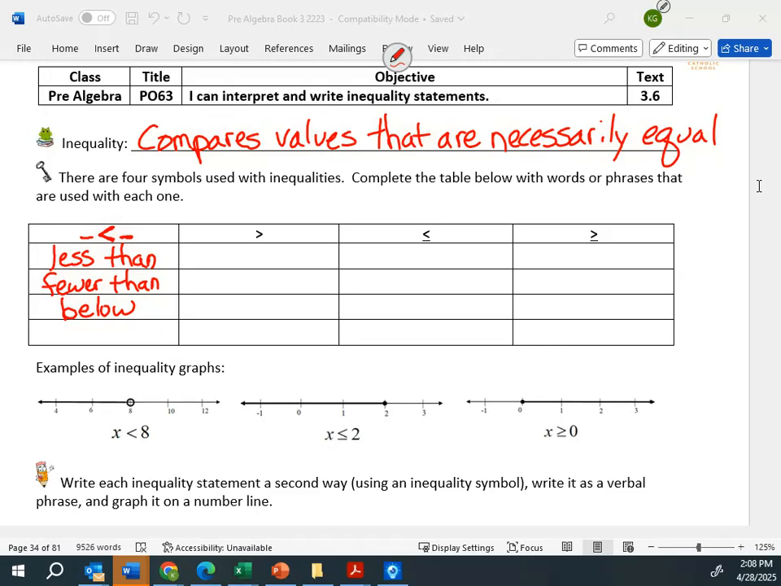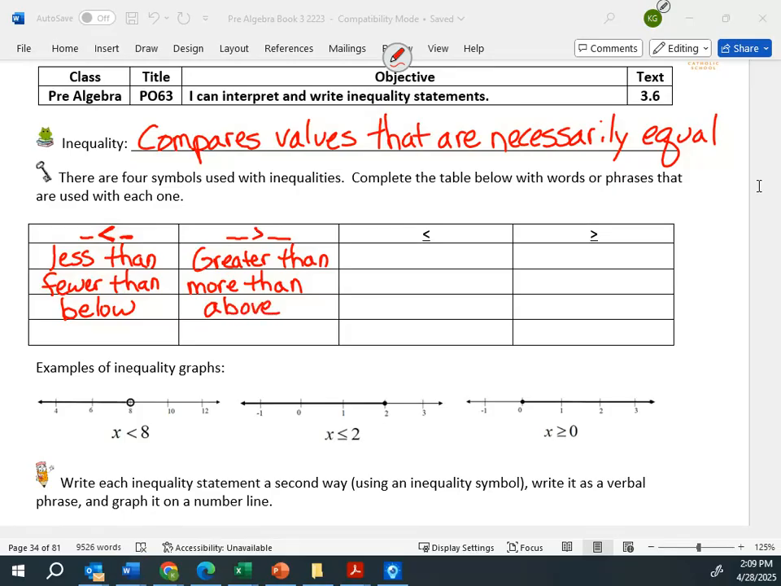When we see this symbol, we can see that the left side is greater than the right side because that open end is going to gobble up the bigger number. So the left side is bigger than the right side. So it is greater than. So we would write that for our words. We could say greater than. We could say more than. Or we would say above.